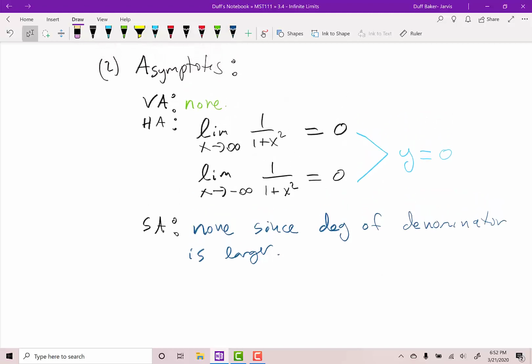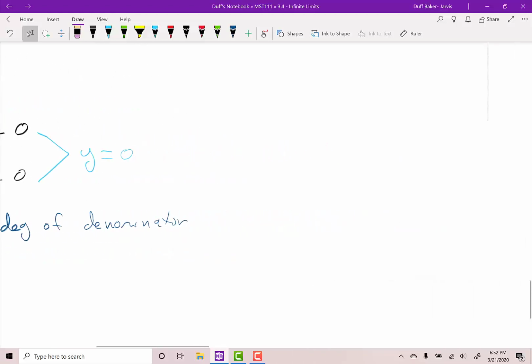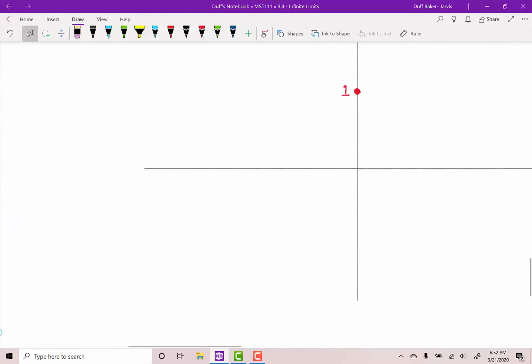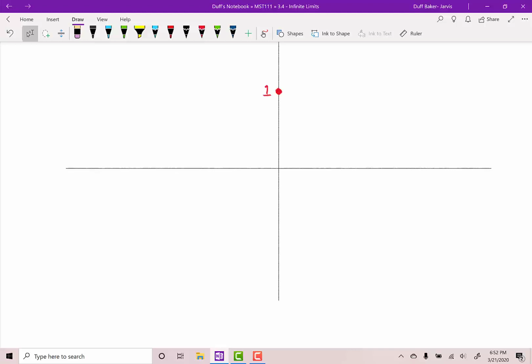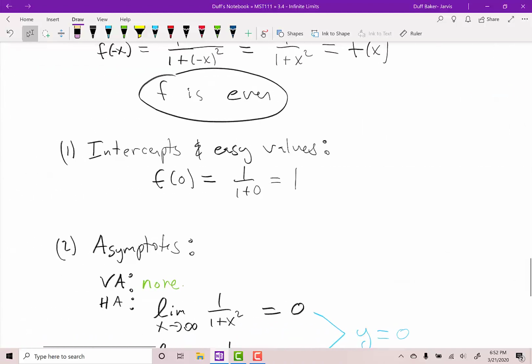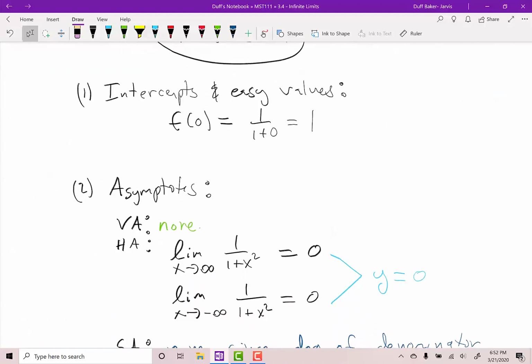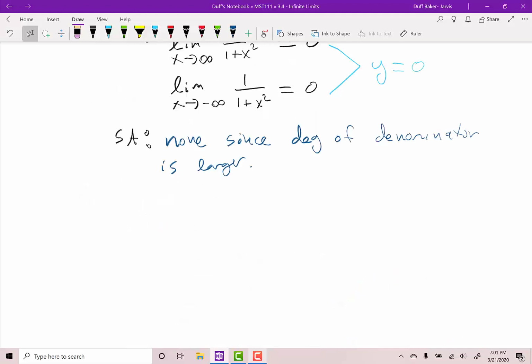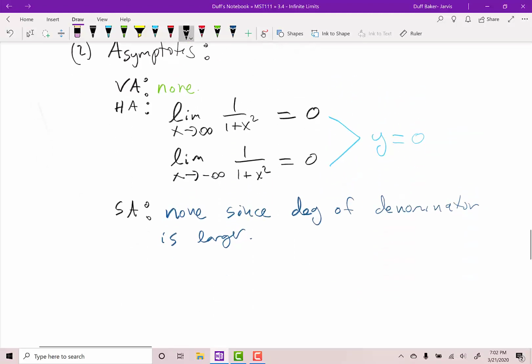Okay, so now let's go over to our graph and put this information in. Basically, all we've said is that the x-axis is a horizontal asymptote, so I'm not actually going to draw anything in here, but let's remember that. Okay, and then let's move on to number 3. Next, we're going to analyze the first derivative.